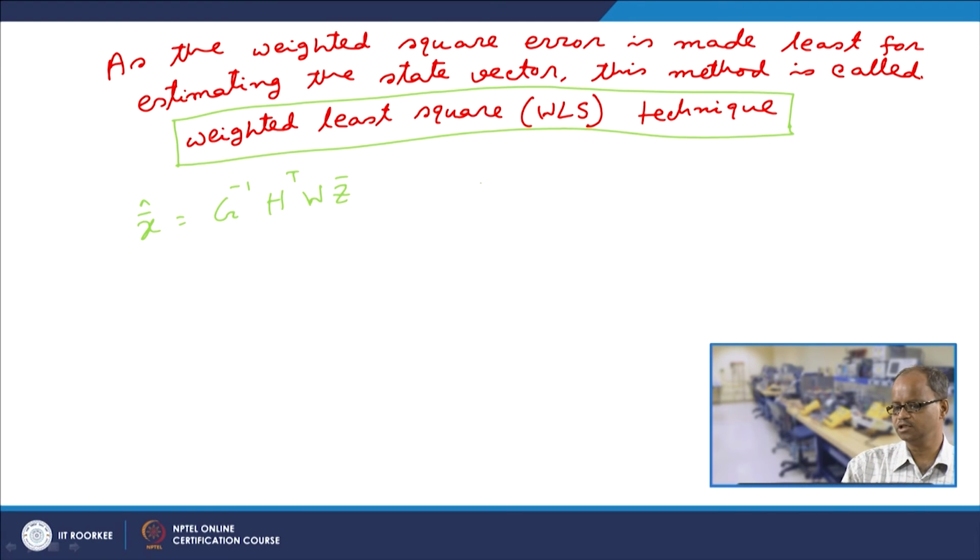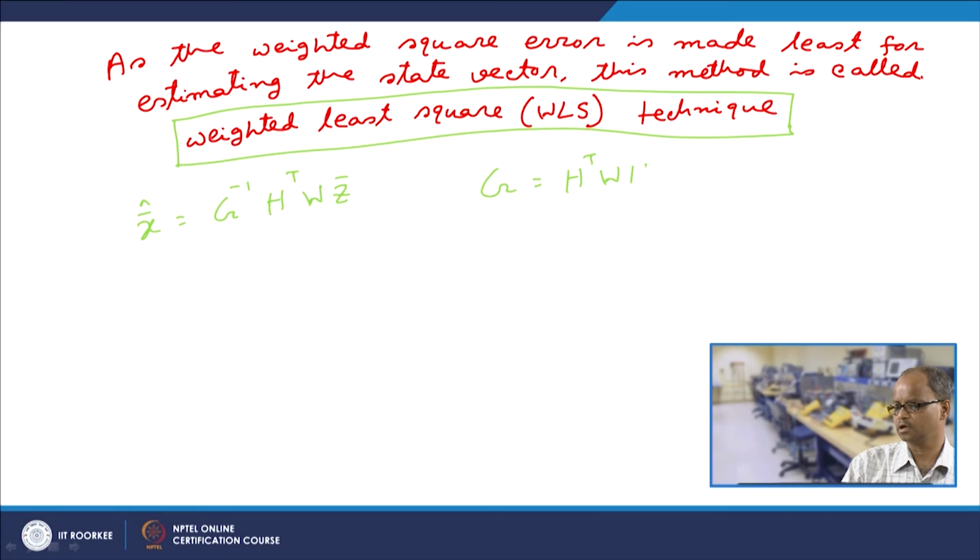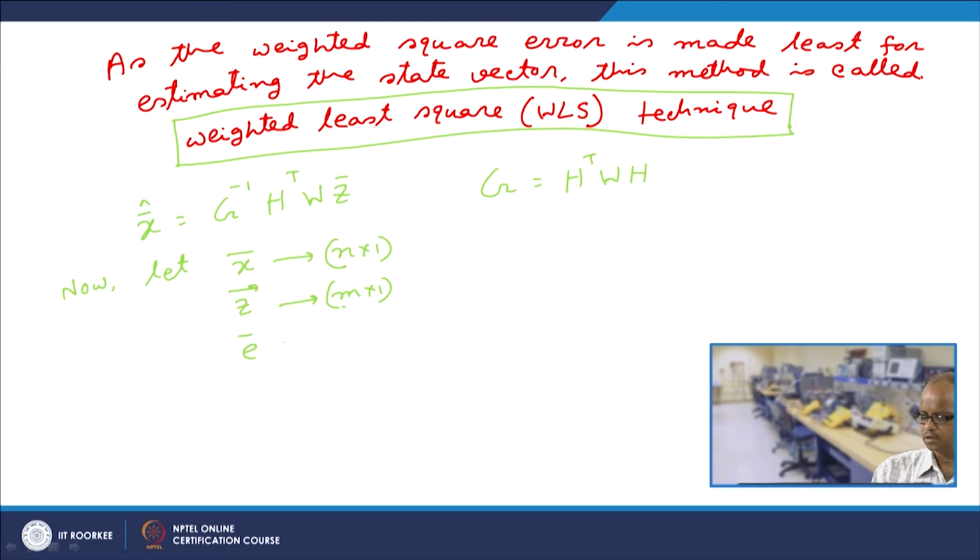Now, let us look at the general case. G is given by H transpose W H. In the most general case, X, that is my unknown vector, is n cross 1, that is, there are a total of n quantities to be estimated. Z is m cross 1, that is, the total number of measurements is m. Therefore, E would also be m cross 1, and W, the weight matrix, would be an m cross m matrix. So, what would be H? H would be an m cross n matrix.